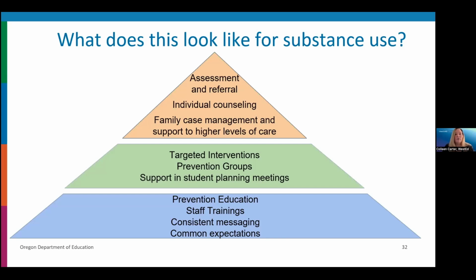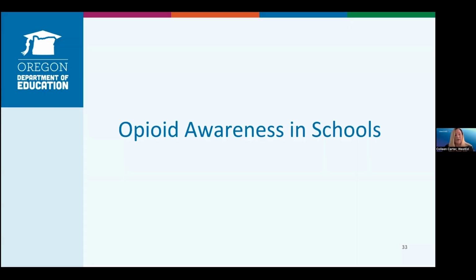And the most important thing I want to mention is that we want to have consistent support structures in place, but this also allows flexibility to adapt to each school and community based on your own unique needs, and also including student and family voice in that process as well. So now let's move on to opioid awareness in schools.